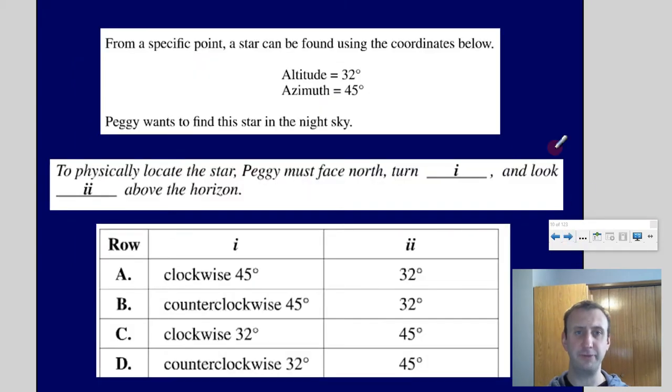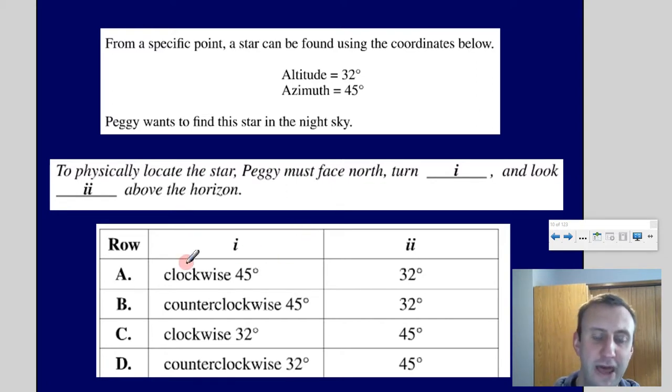All right, from a specific point, a star can be found using the coordinates below: altitude 32 degrees, azimuth 45 degrees. And Peggy wants to find this star in the night sky. So you're trying to talk to Peggy, tell her where to look. How would you describe it? To physically locate the star, tell Peggy you must face north, turn some direction, and look something above the horizon. What do you think is the right answer for this?